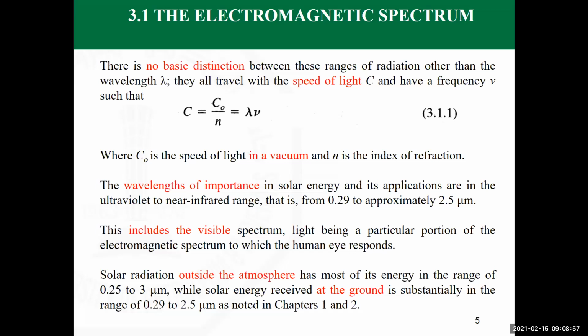Solar radiation outside the atmosphere is extending from 0.25 to 3, which means that when it comes to the atmosphere, due to the attenuation of the rays, the range of the wavelength shrinks slightly.